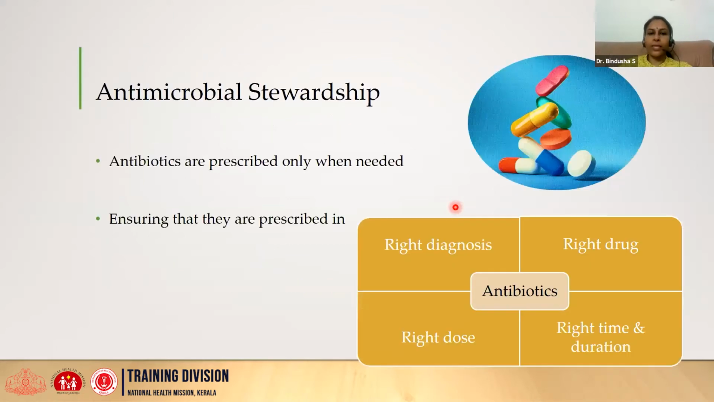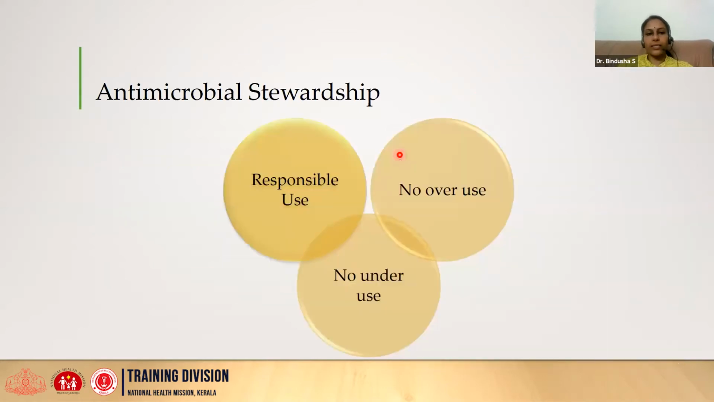As we were hearing, antimicrobial stewardship is actually nothing but prescribing antibiotics only when indicated, and whenever we are prescribing, we make sure that antibiotics are prescribed for a diagnosis, and we are giving the right drug in the right dose, starting the antibiotics at the right time, and continuing for the right duration. That is the antibiotic stewardship, and it is otherwise known as responsible use of antibiotic. That does not mean that you don't use antibiotic in the indicated cases. It means that you give antibiotics whenever indicated, but at the same time, you make sure that there is no overuse. So that is the responsible use of antibiotic.